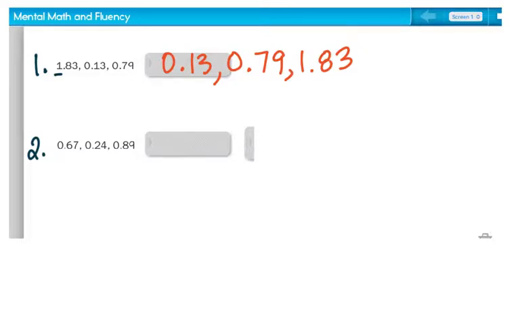Number 2, from least to greatest, 0, 0, and 0 are all the same, so I go to the tens place, 6, 2, and 8. 2 is the smallest, 2 and 400 thousandths, followed by 6 and 700 thousandths, and lastly, 8 and 900 thousandths. Erase your whiteboard.